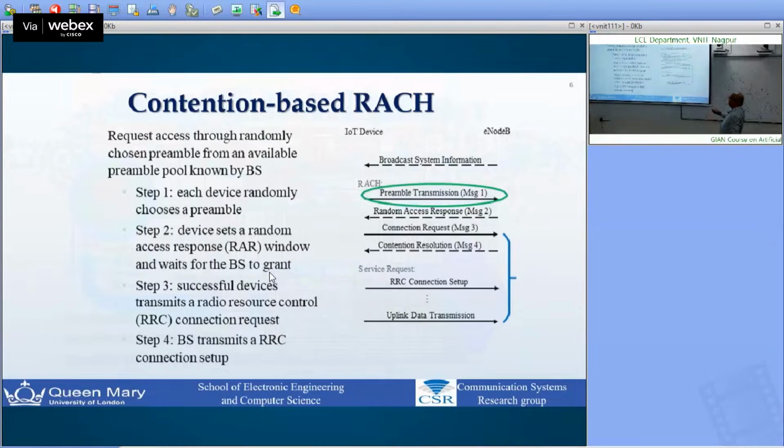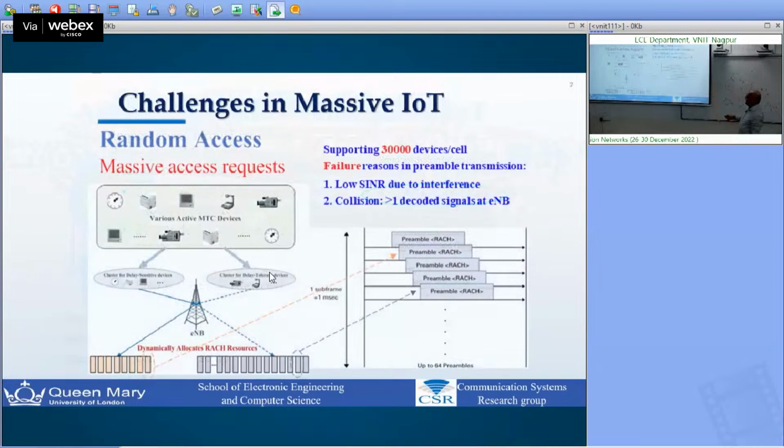So here, once it's set up, the remaining part is going to be the data transmission. So this is the procedure for random access to establish the connection with the base station. Now we are going to have two problems here. What are the two problems that we are going to have?